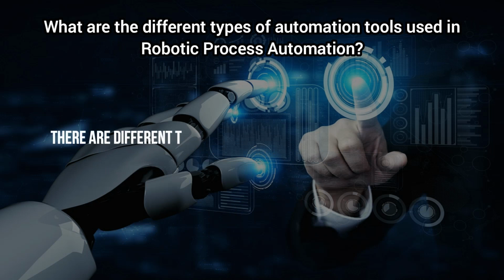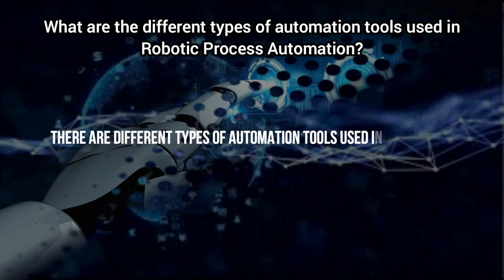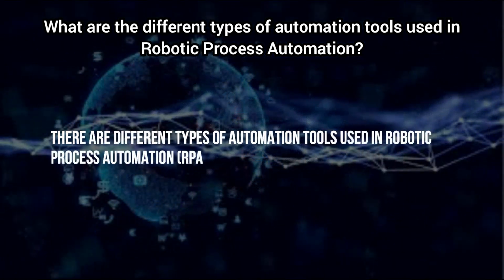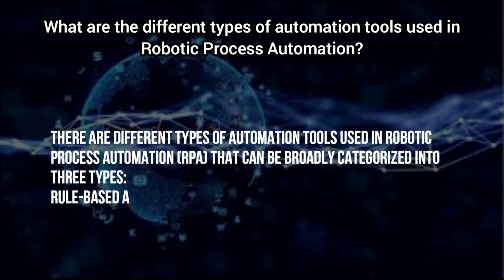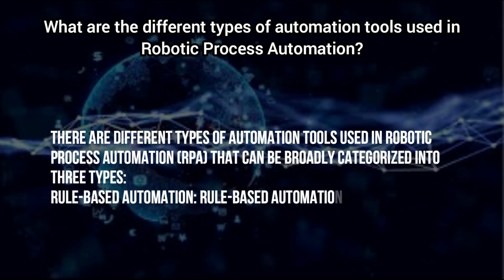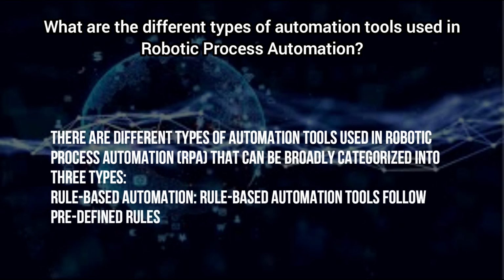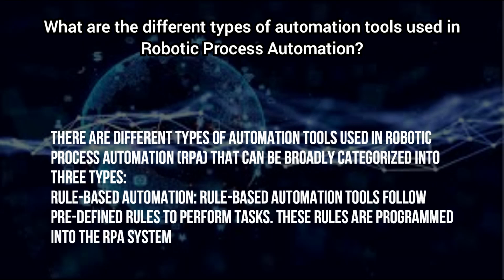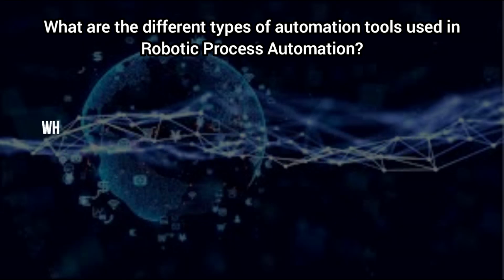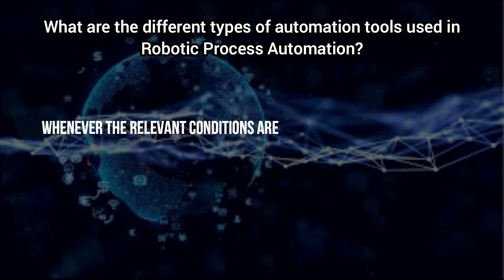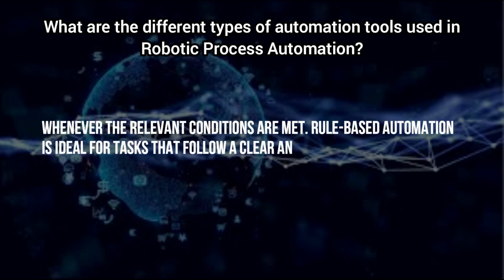There are different types of automation tools used in robotic process automation, RPA, that can be broadly categorized into three types. Rule-based automation. Rule-based automation tools follow predefined rules to perform tasks. These rules are programmed into the RPA system and executed whenever the relevant conditions are met. Rule-based automation is ideal for tasks that follow a clear and predictable set of rules.